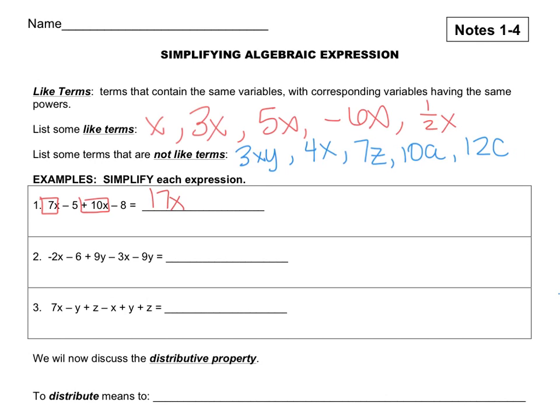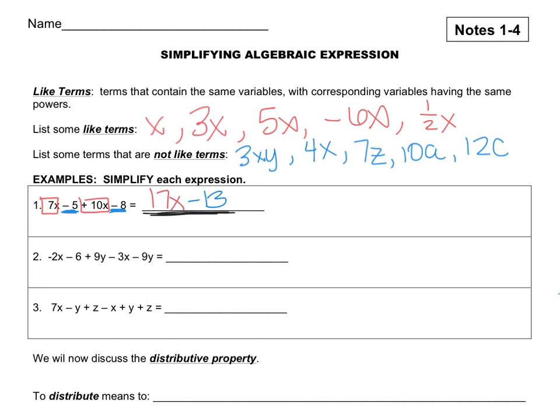Okay, now I have a constant. A constant is just a number. I have negative 5, and then I have minus 8. So negative 5 minus 8 is going to be negative 13. So this is your simplified answer.